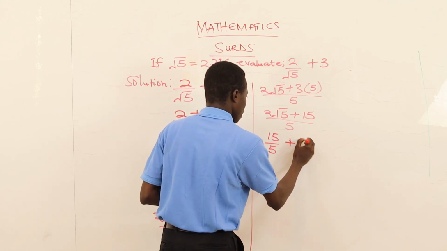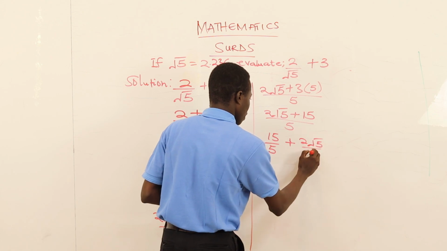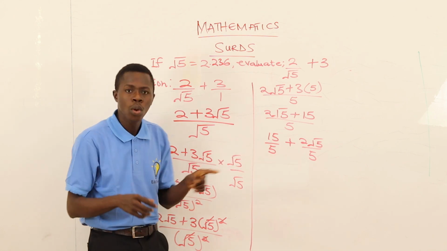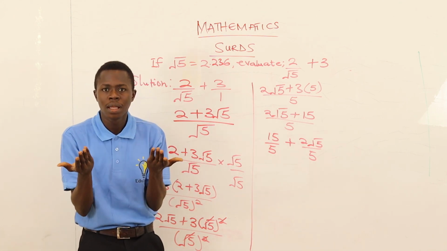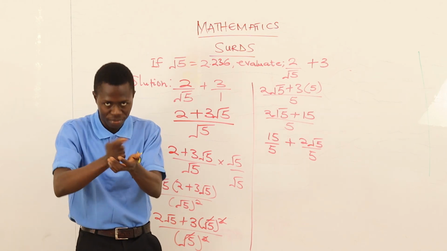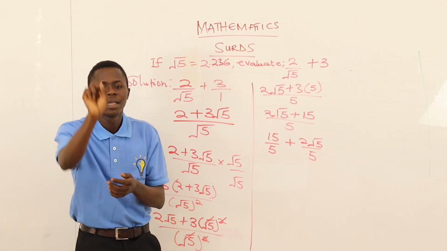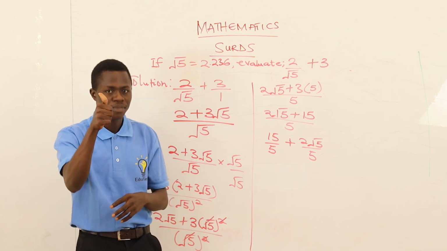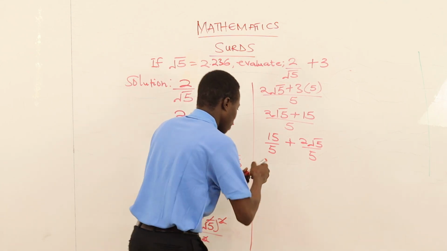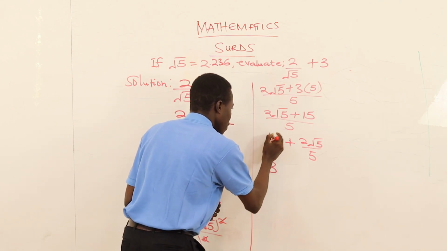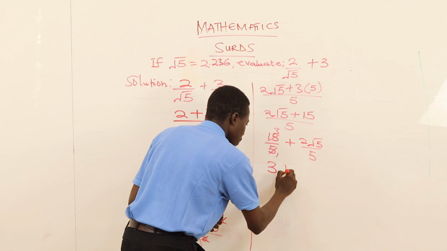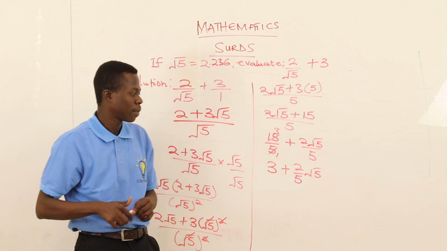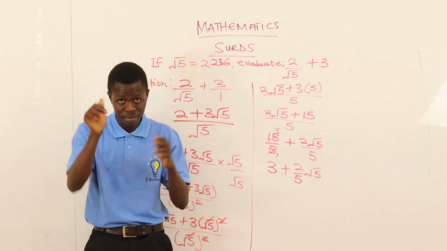Now 15 and 5, when we divide, what would our answer be? We'll be able to reduce it, right? So try working that. Yes, our answer is going to be 3. So we are going to end up having a reduced version which is 3 plus 2 divided by 5 and then multiplied by √5.